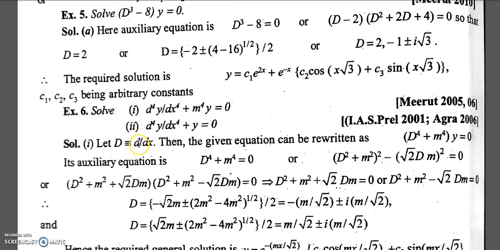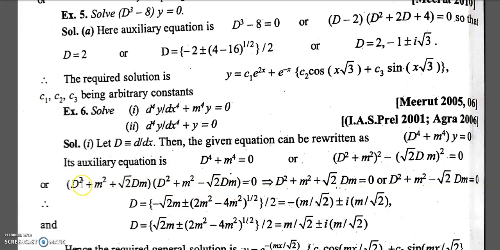So if we take D equivalent to d/dx, how do we write D^4 + m^4? Okay, so this is like x^4 + a^4. Okay, so this is like (x^2 + a^2)^2, so (x^2 + a^2)^2 - 2x^2a^2. Now this 2x^2a^2 can be written as (√2 xa)^2. So again this is like X^2 - Y^2. Okay, so (X + Y)(X - Y).